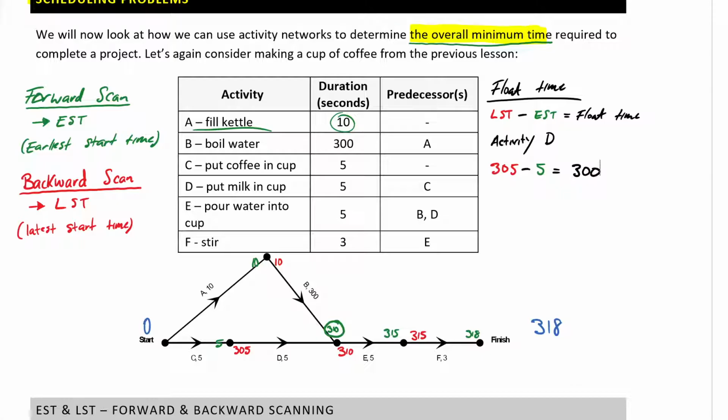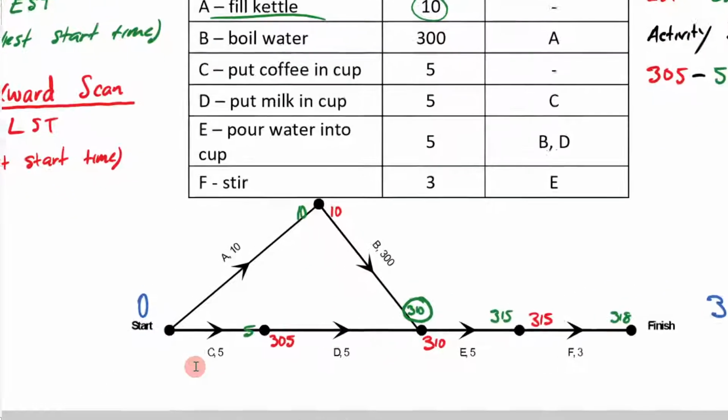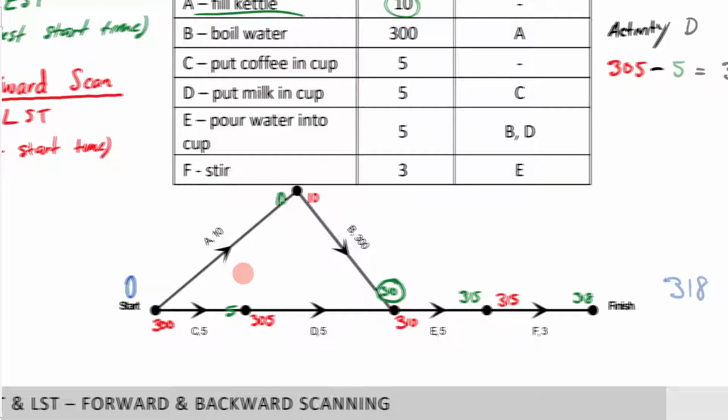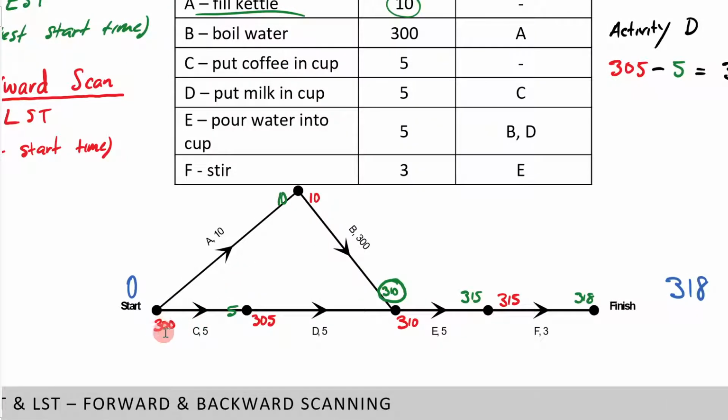All right, we now need to continue with our backward scanning here. So let's zoom in here. To figure out our LST, our latest start time for activity C, we take our latest start time for activity D and subtract 5. So 305 minus 5 is 300 seconds. And again, hopefully this makes sense that we could start activity C at the latest time of 300 seconds.